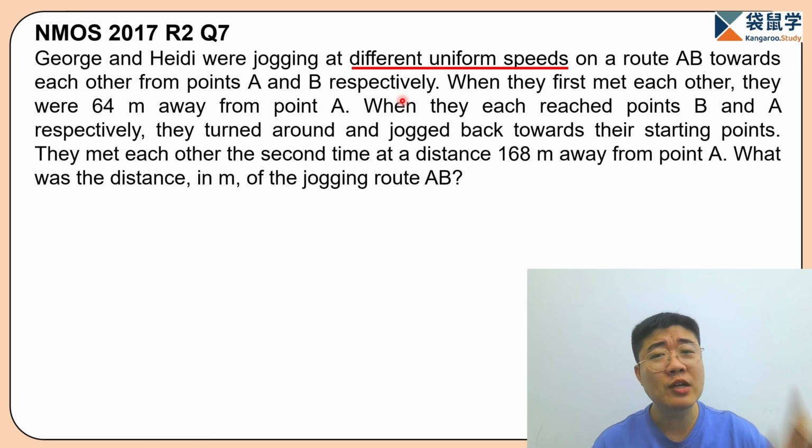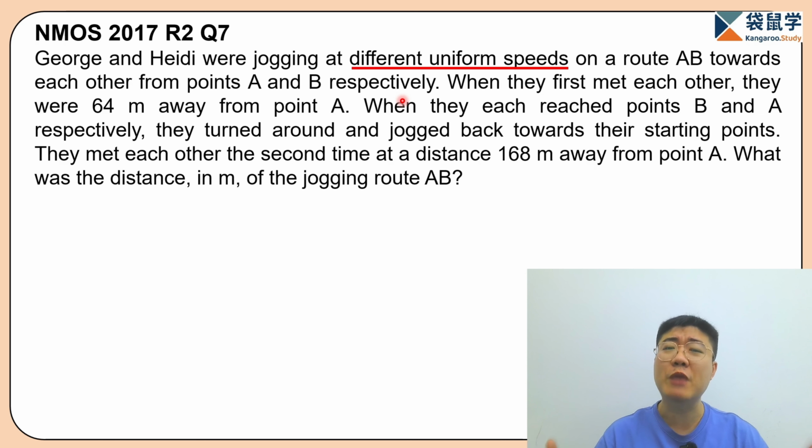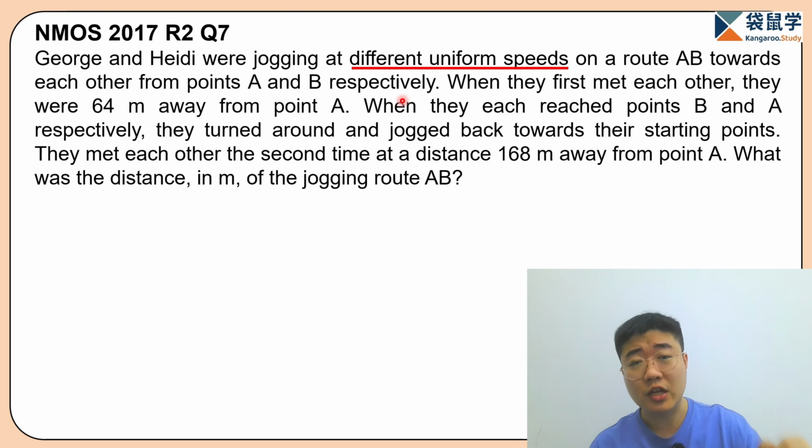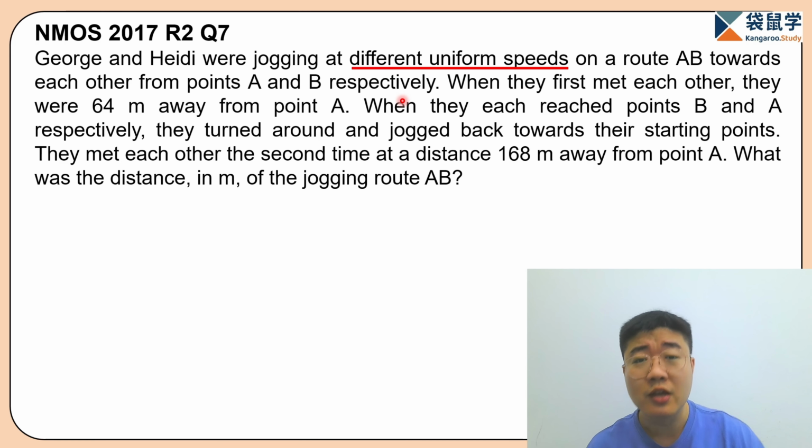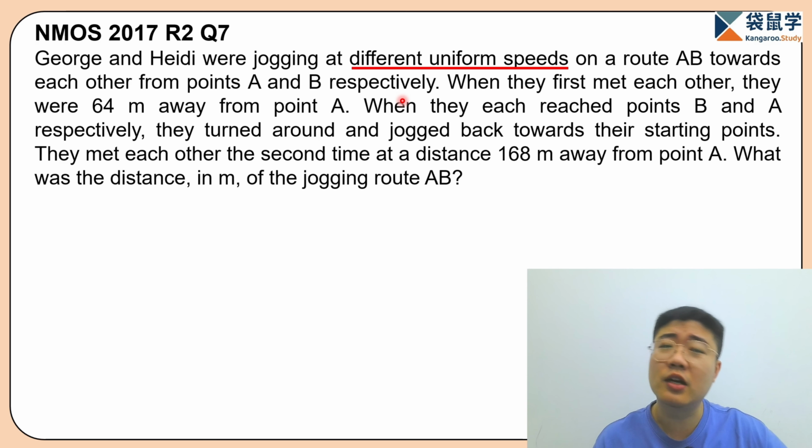For example, let's say the speed of George is 4 meters per second, then it will stay 4 meters per second throughout the journey. Then let's say the speed of Heidi is 6 meters per second, then it will stay 6 meters per second throughout the journey. So basically it means that speed will be constant and it will not change throughout the journey. Then let's continue reading the question.